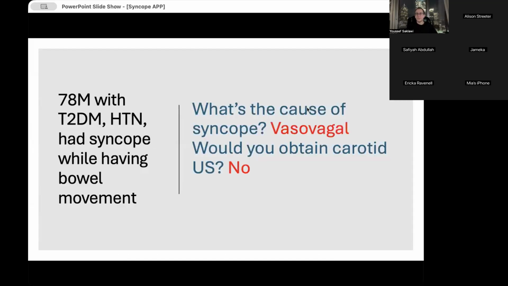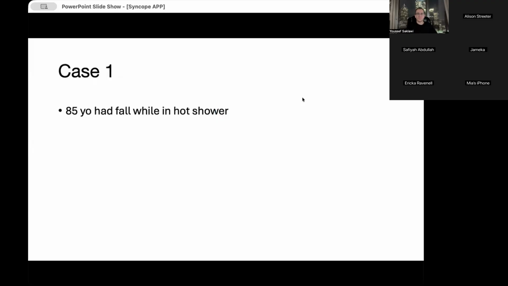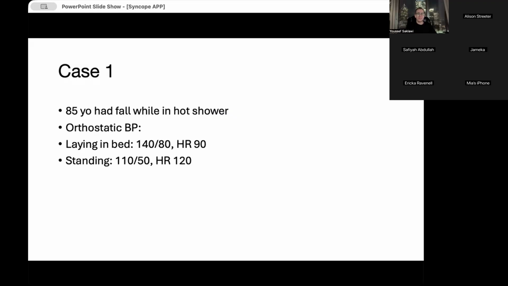So, like you all said, vasovagal and no ultrasound. Going over to the next case, a patient had a fall during a hot shower, and you check the orthostatics. They were lying in bed, 140 over 80, heart rate 90, and then they stood up, and it's 110 over 50, and heart rate 120. So what would you all do next?